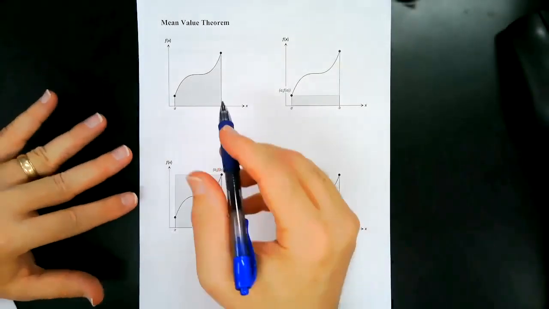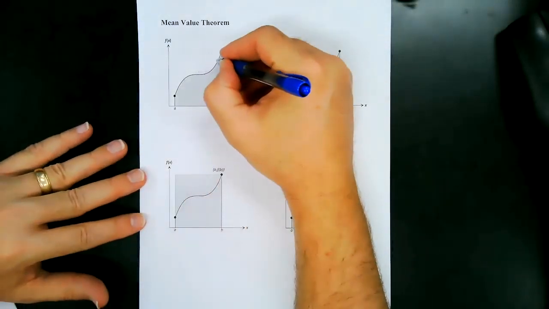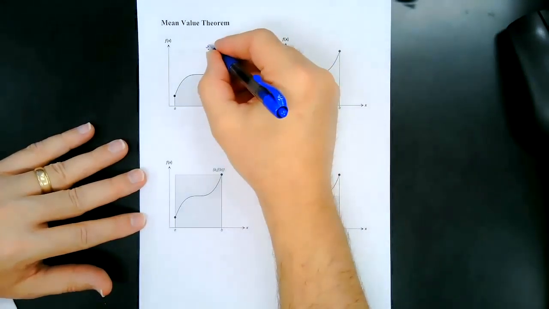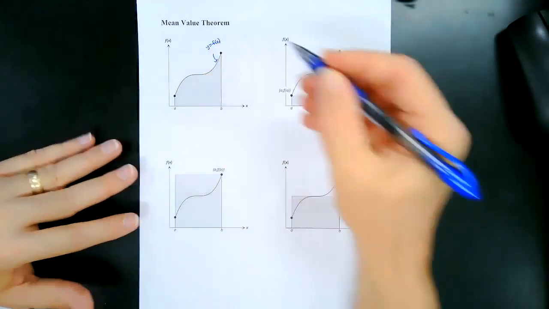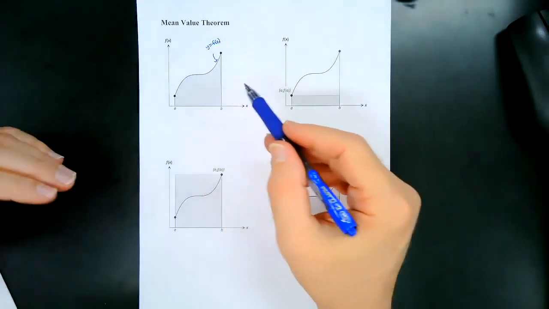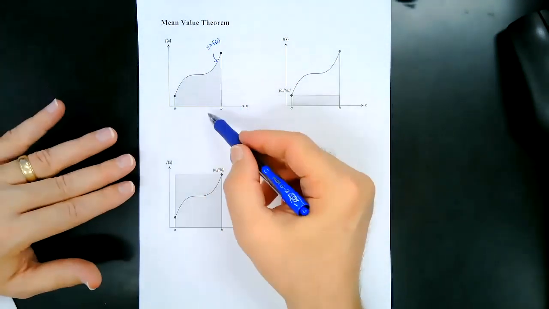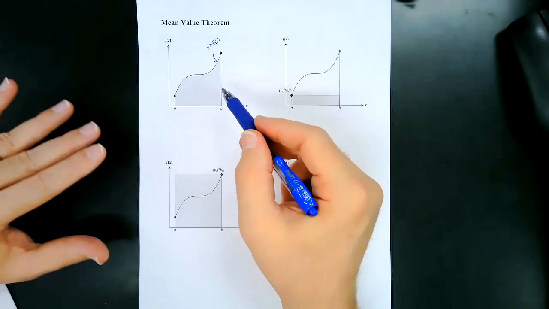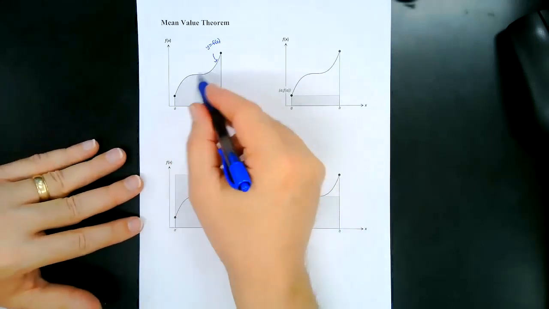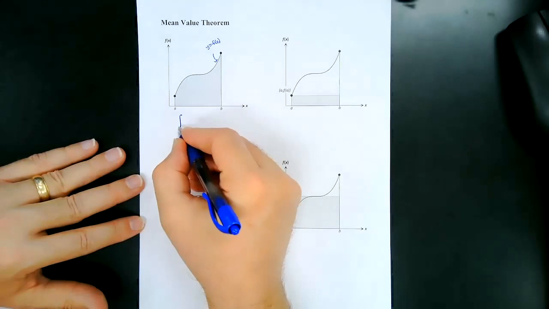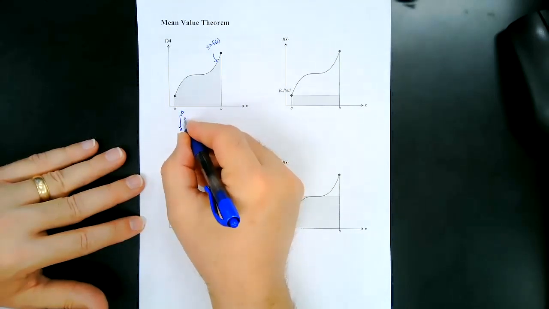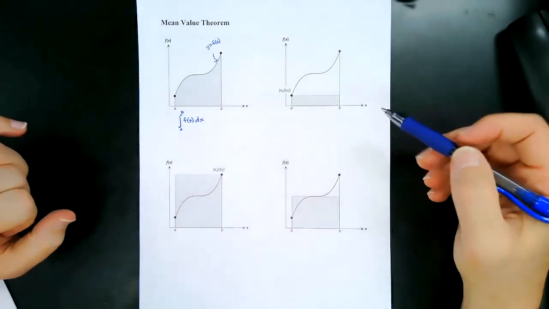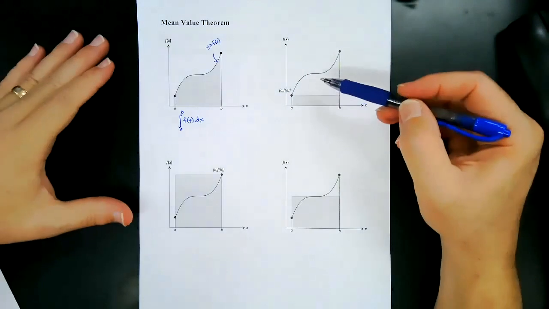So for this, let me write this. This is f of x, and all of these are going to be f of x, so I'm only going to write it once. At this point, we should realize this shading represents the area under the curve, between the curve and the x-axis. This area and the integral are the same thing. So this has area, and we could get this area by taking the integral from a to b of f of x dx.